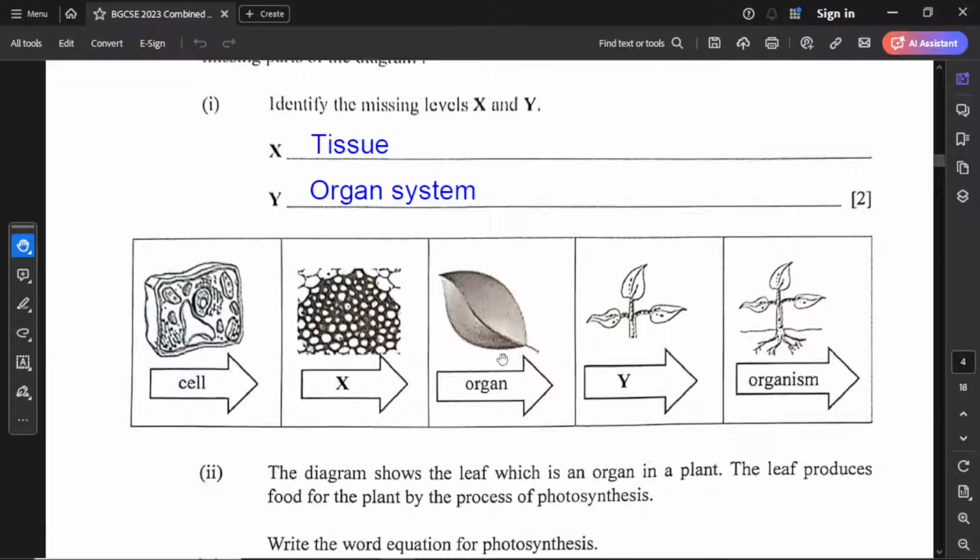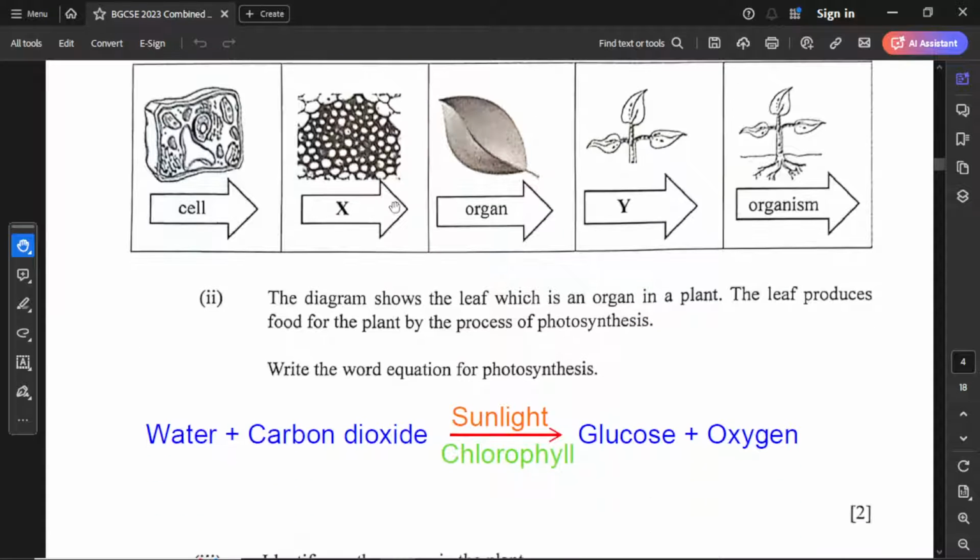All right, and then tissues will form organs, and then organs will form the organ system, and then we have the organism. So X is the tissue, and Y is the organ system or system, and you will be okay. All right, for part 2, it's a diagram shows the leaf, which is an organ in a plant.